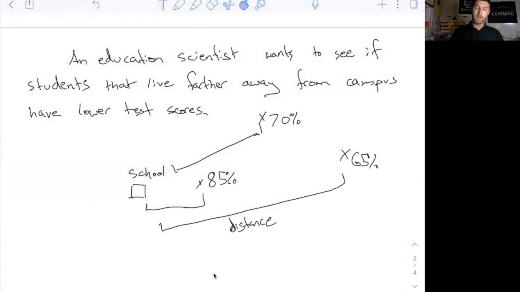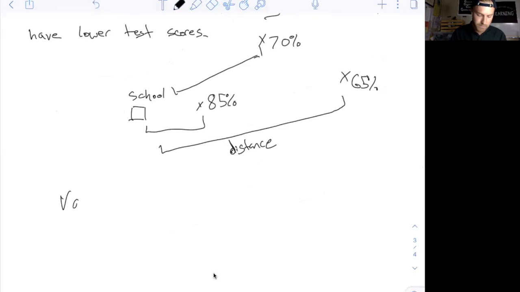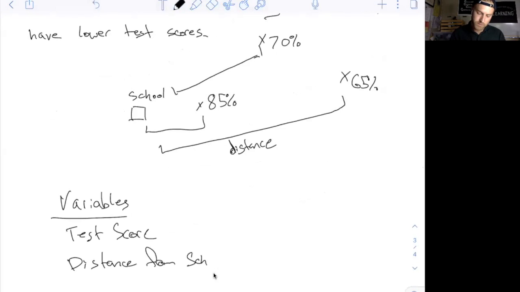So what do I want to do? In this example, I'm trying to identify the independent variable and the dependent variable. You're going to see these questions on the upcoming quiz. So you want to identify the independent variable and the dependent variable. So let's just look at our variables again. We've got your test score, and you got your distance from school. So we got two variables there. Which one is the cause and which one is the effect?